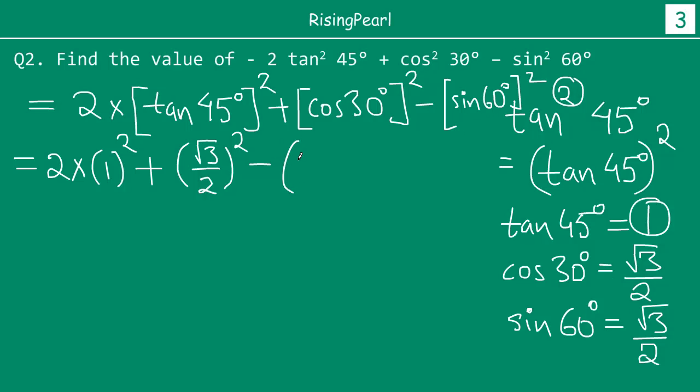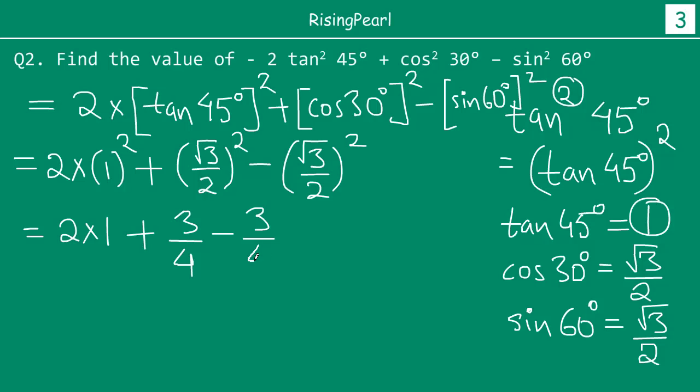Sine 60 degrees is again square root 3 by 2 whole square. So this will be 2 times 1 squared is 1, plus square root 3 times square root 3 will be 3, 2 times 2 will be 4, minus this will be again 3 by 4. Now plus minus same term, they will cancel out. So our answer is 2 times 1 is 2. So value of this expression is equal to 2.